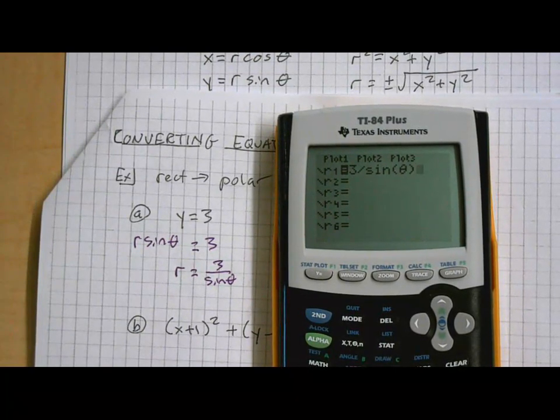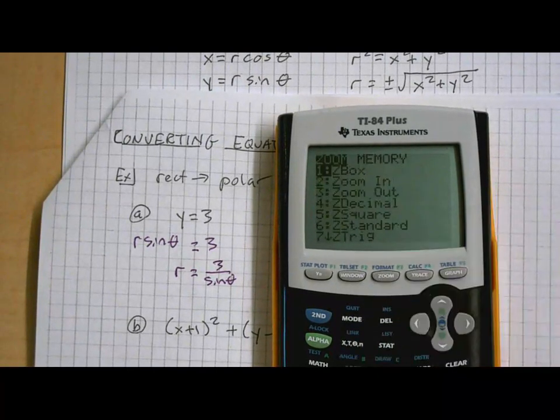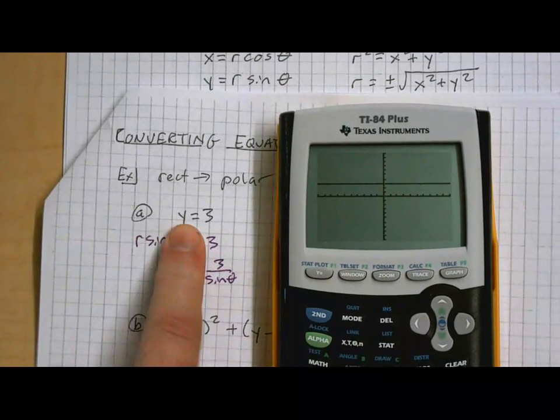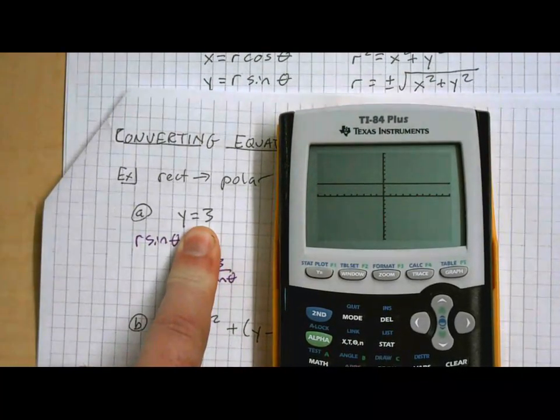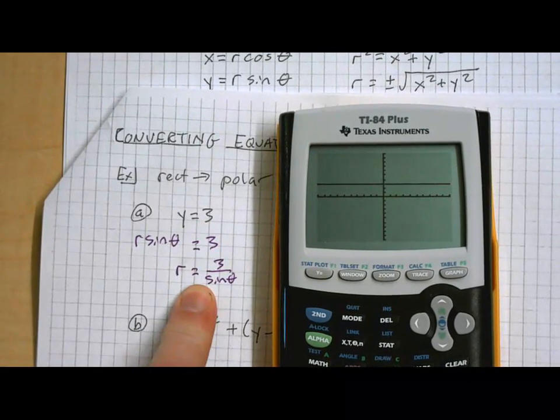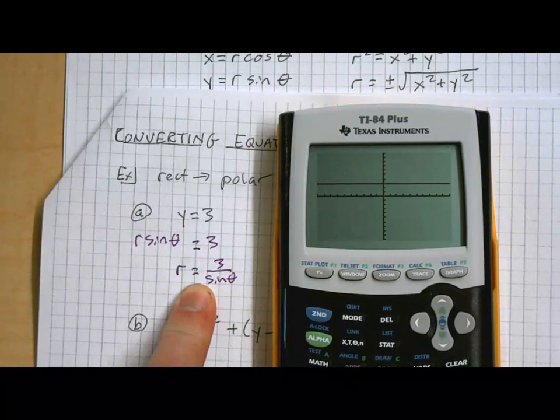Before I hit graph, I don't know what my window's set up to, so I'll just go back to my standard zoom. So hit the zoom button and go standard, zoom 6. And look at that. It's a line. That's kind of boring. Does it match what we would have expected it to look like in rectangular form? y equals 3 would be a horizontal line, right? So we can graph horizontal lines in r and theta. It's just we need sines and cosines to do that.